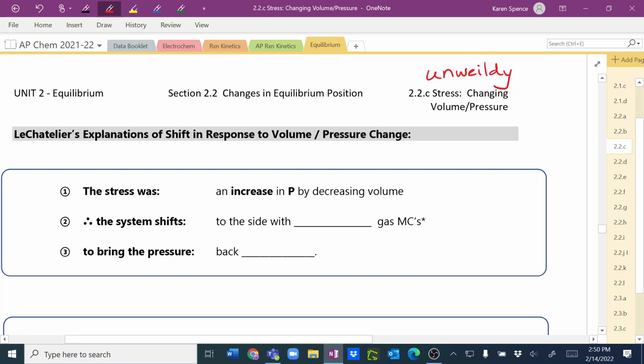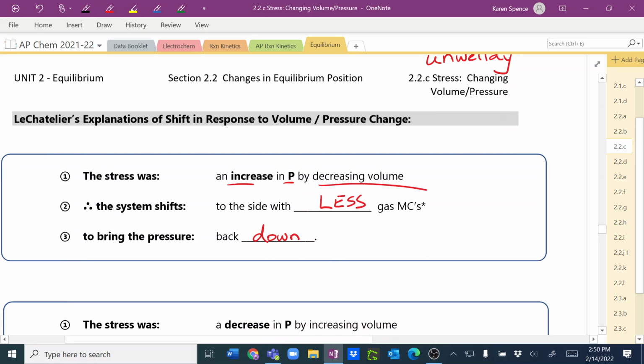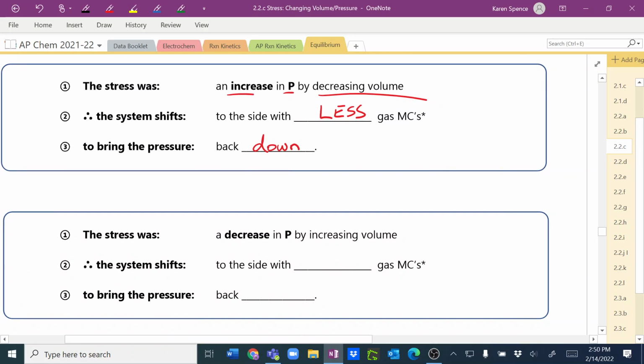So if the stress was an increase in pressure by decreasing volume, the system is going to shift to the side with less gas molecules to bring the pressure back down. Like I said, one of those two, right? But by saying it aloud, you're actually activating lots of parts of your brain that don't get activated if you don't say it out loud, so that's actually very smart. If the stress was a decrease in pressure by increasing the volume, then the system will shift to the side with more gas molecules to bring the pressure back up.